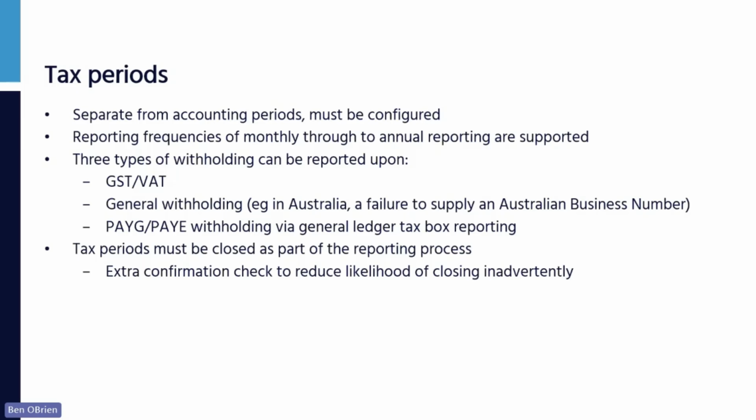And there's three types of different withholdings that can be reported upon. So you've got your GST and VAT, your general withholding. So in Australia, if someone doesn't supply their Australian business number, you need to withhold more tax from them when you make payments. And then from a payroll perspective, there is the PAYG or PAYE reporting as well, that can be supported from an Australian perspective with the instalment activity statements.